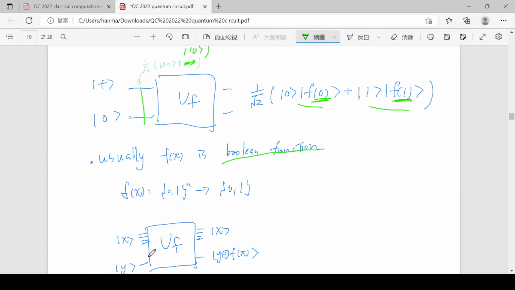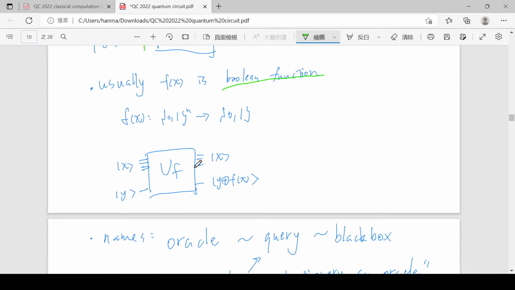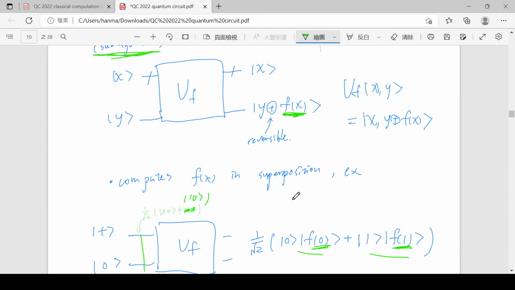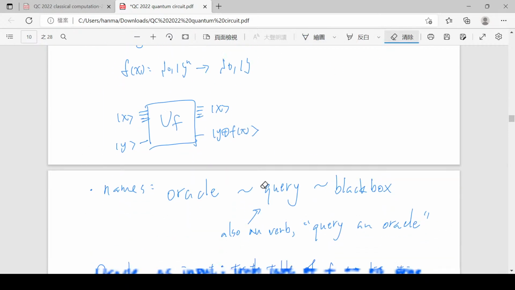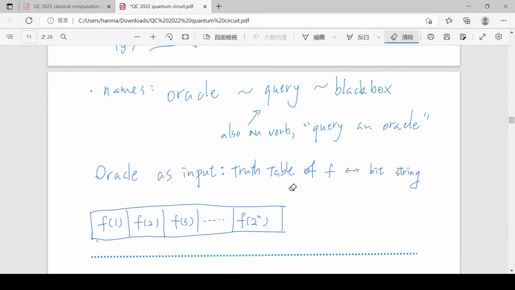So if we write it out, you have this U_f with an n-bit input x here and a 1-bit input y here, and the output is x and y plus f of x. And a notation we didn't mention: sometimes we'll use a line with a slash, which means multiple qubits. Just the notation, and more notations.